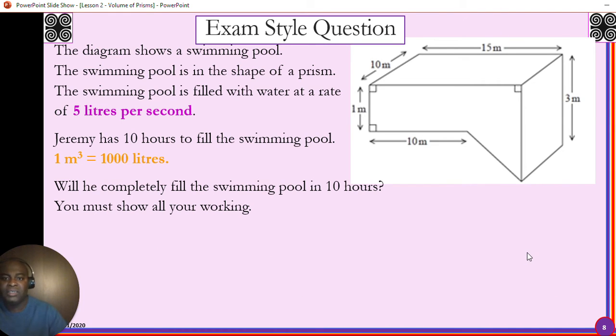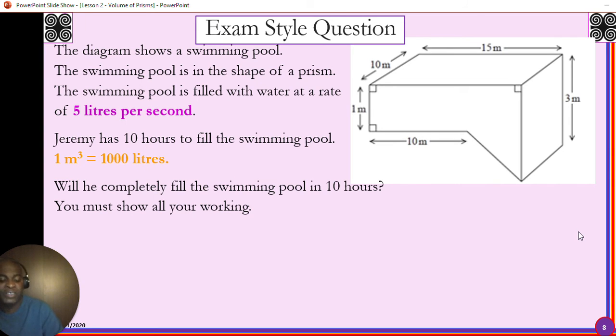Okay, now let's look at this exam style question. We have a swimming pool with the dimensions given, and this swimming pool is empty, but we've been given some restrictions. The swimming pool is filled with water at a rate of 5 liters per second. That means that every second we can pour 5 liters of water into the swimming pool. And Jeremy has 10 hours, and the question is, will 10 hours be enough to really fill this swimming pool? And also 1 meter cube is the same as 1,000 liters.